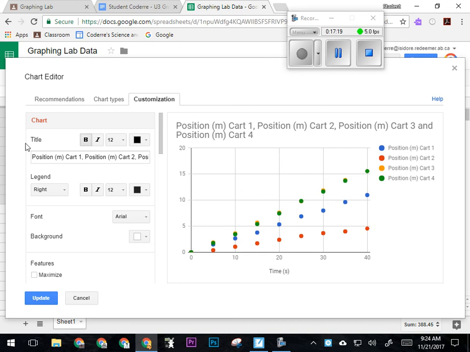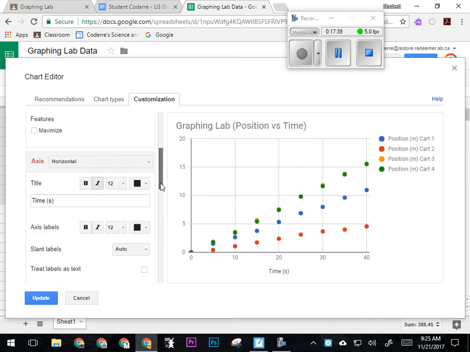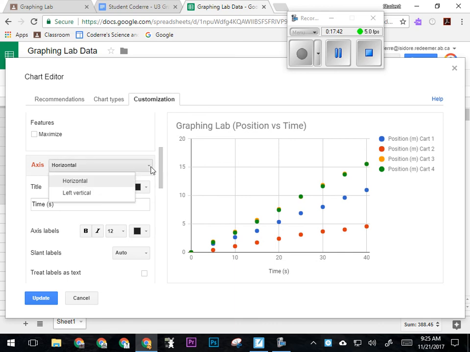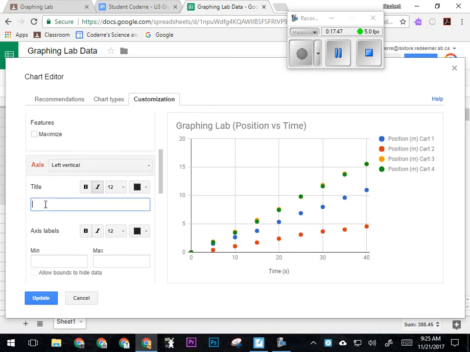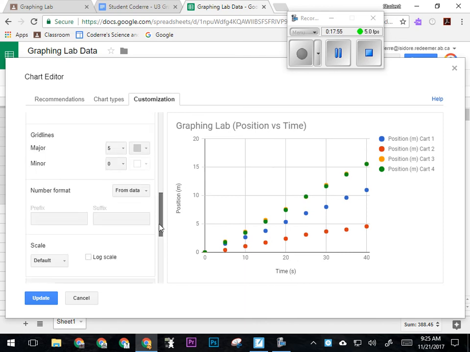Now obviously, guys, there are some things we're going to need to do here. This title is no good, so we go to customization. I would call this Graphing Lab, and then maybe in brackets position versus time. You can leave the legend where it is. Our left vertical axis didn't get a label because we have 4 things on there, so it doesn't know what to do. So we'll just label that position in meters.